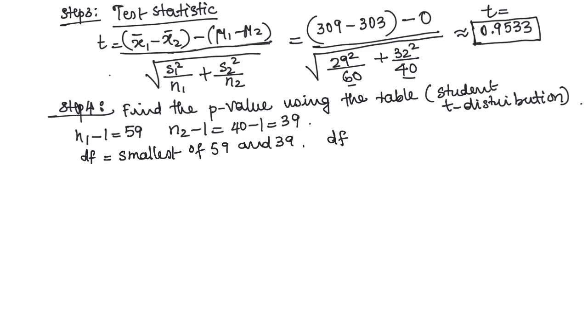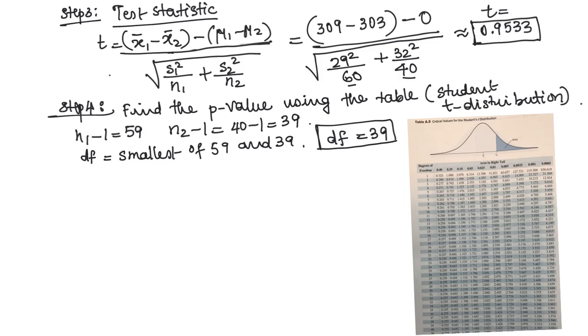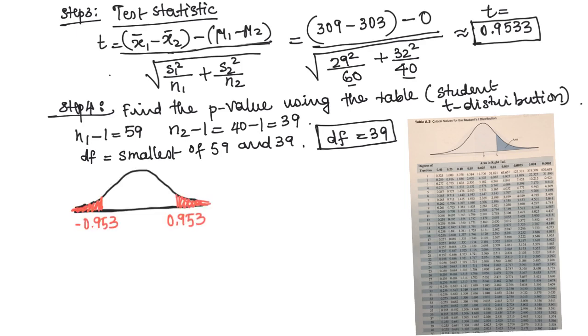So degrees of freedom equal 39. This is a two-tailed test. So the p-value is the sum of the areas to the right of 0.953 and the left of negative 0.953. These areas can be approximated by using table A3, or you can use the calculator to find the values. If you are using the table, look at the row corresponding to 39 degrees of freedom.